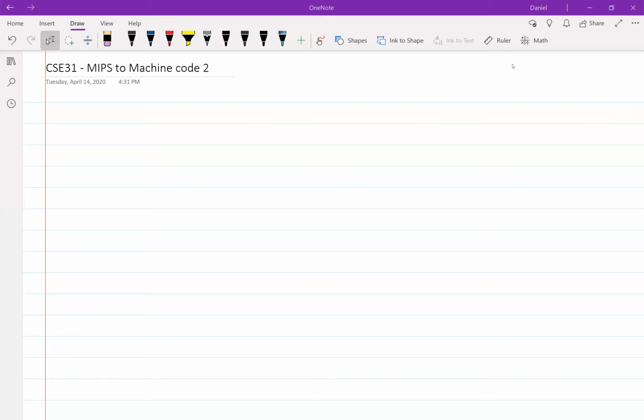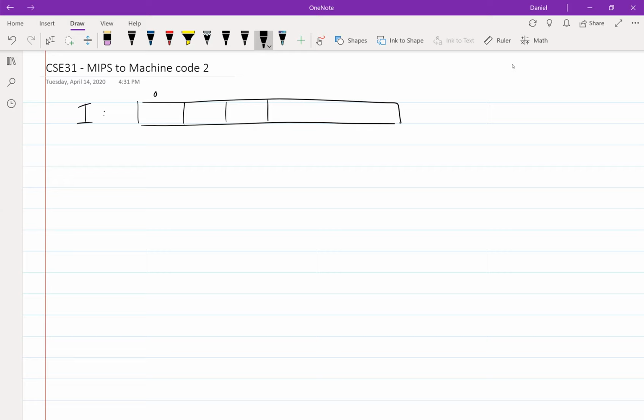Okay, so let's recap. In I format, we also have 32 bits, right? And remember how many fields? Yes, 4 fields, right? So what do we have here for each field? Opcode, RS, RT, and finally, immediate. So this is I format.